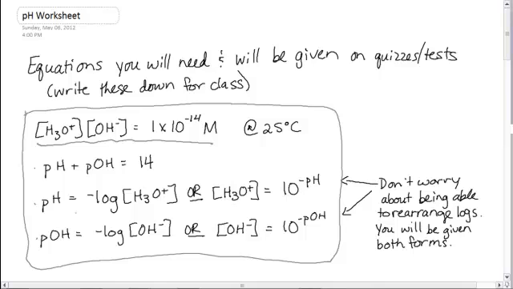And I've written both forms of the pH and pOH equations. Since some of you haven't worked with logs yet, you'll get both versions. So if you're solving for pH or pOH, use the ones on the left. And if you're solving for the concentration of hydronium or hydroxide, you use the version on the right, and that's already rearranged for you. So go ahead and copy those down now.